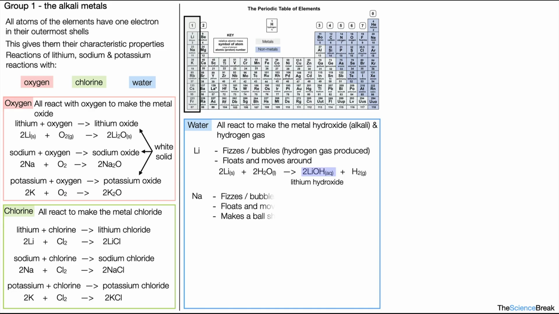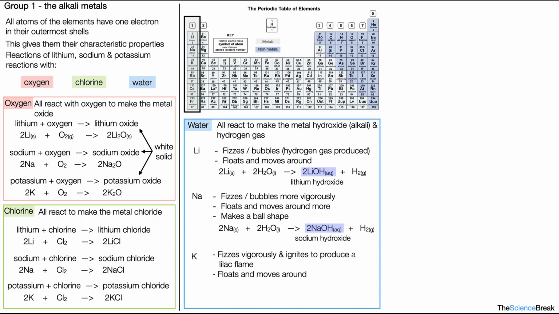The next one is sodium. The reaction is a bit more vigorous. It fizzes or bubbles more vigorously. It floats around and moves around a bit more on the surface, and it makes a ball shape as it floats around on the surface. This is the balanced formula equation, very similar to the one above, with our sodium hydroxide produced instead of lithium hydroxide as above. Then we have potassium.